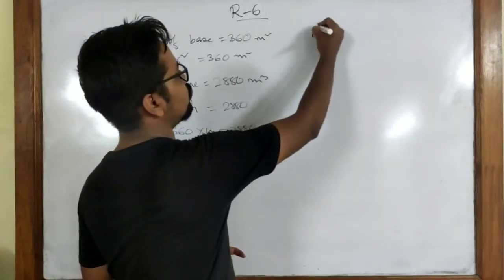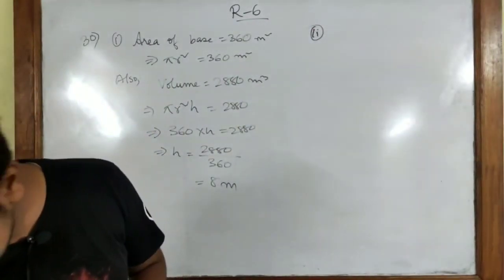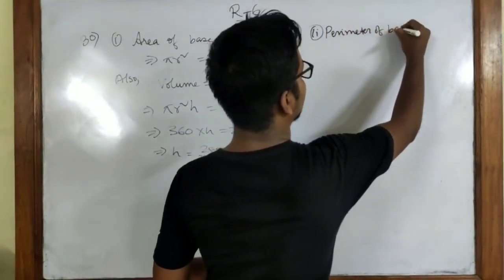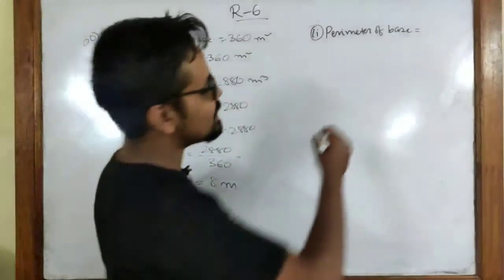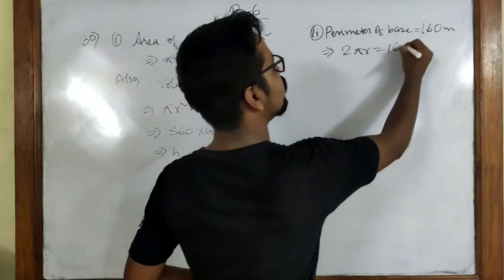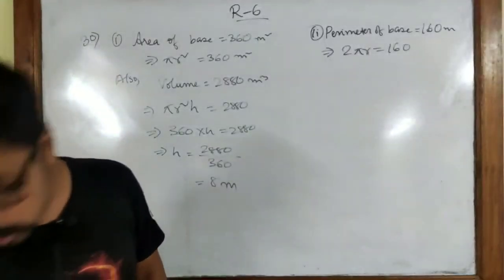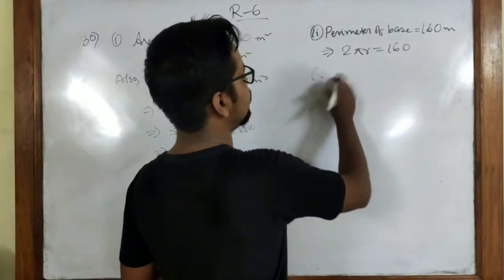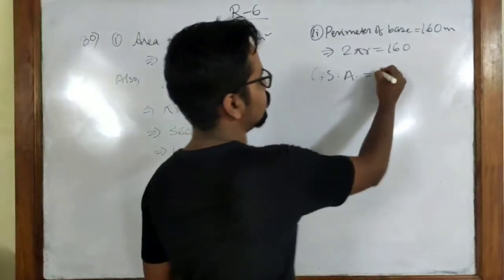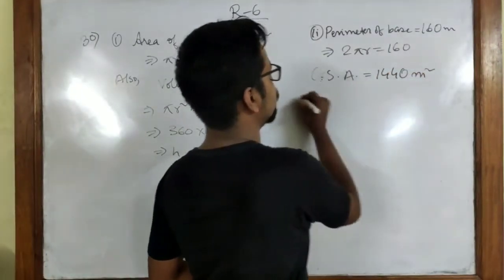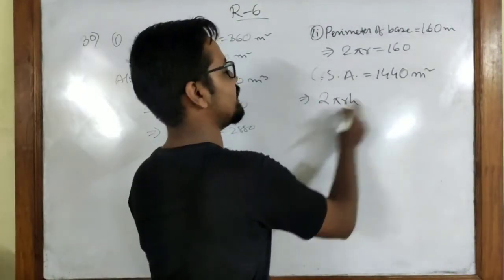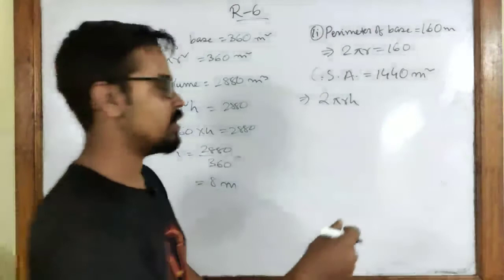So let's try to do number 2, and in number 2 it is given the perimeter of the base is 160 meter. What is perimeter's formula? Perimeter is twice pi r equal to 160. So let's keep it here. We are also given curved surface area, that is CSA, as 1440 meter square. Now you know the formula of curved surface area. Curved surface area is twice pi r h. This is the formula for curved surface area of a cylinder.